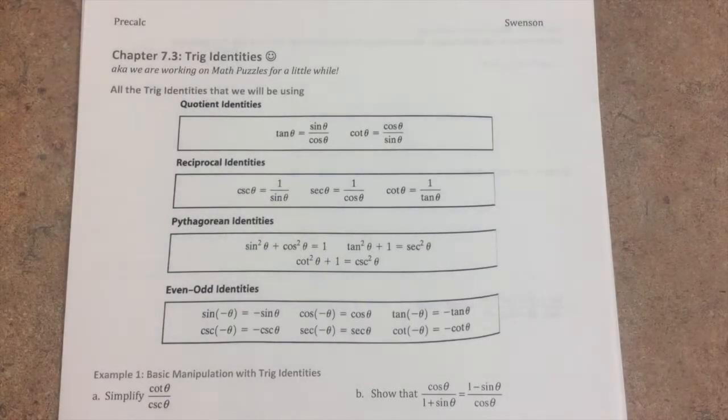So starting with level 7.3, we are introducing trig identities, and what we're going to be doing is proofs. If you see at the top, I wrote that, aka we are working on math puzzles for a little while, and this is exactly what we're doing. I will give you all of these trig identities, and it's your responsibility to know what each of them are and how to manipulate different expressions so that we can replace them. Because the whole goal is we're going to be doing these proofs.